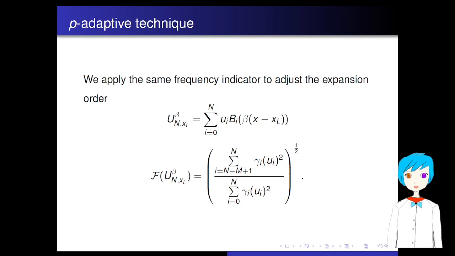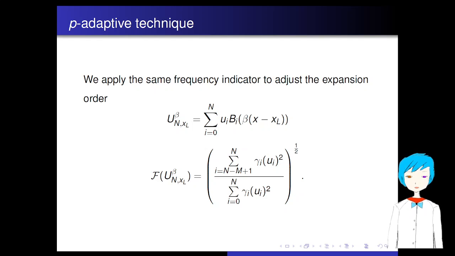If the function is becoming less oscillatory, then we may consider decreasing the number of basis functions to boost efficiency. So how do we determine whether we should increase or decrease the number of basis functions? We also apply the same frequency indicator, because the frequency indicator measures the high frequency component of the spectral expansion. So if it increases, then we know that the function is becoming more oscillatory. If it decreases, then we know that it is likely that the function is becoming less oscillatory. So actually, this P adaptive technique is correlated with the scaling technique.